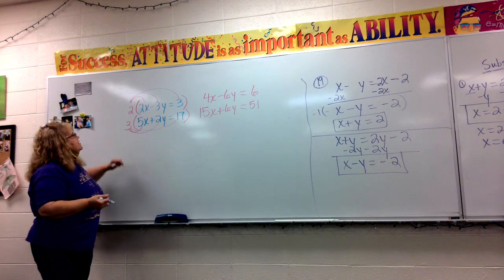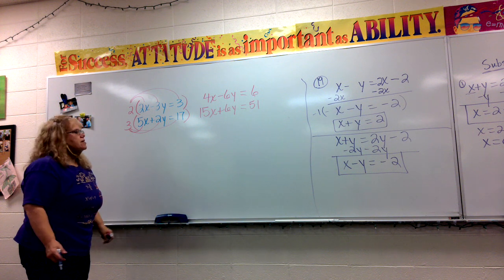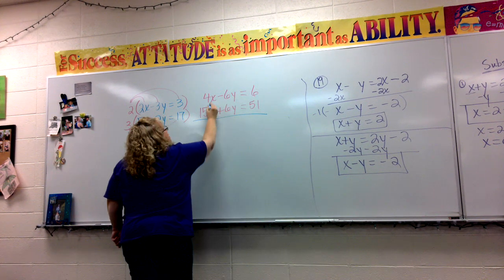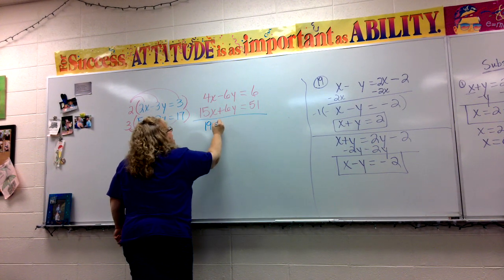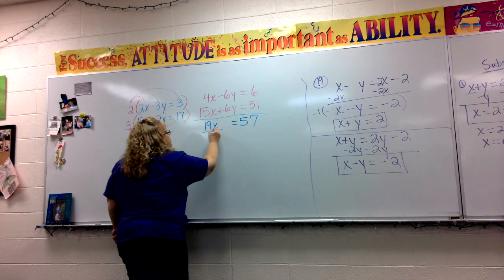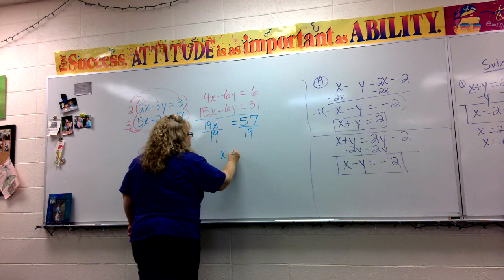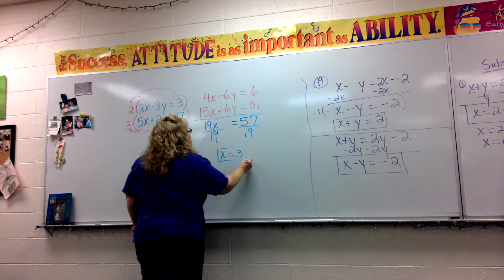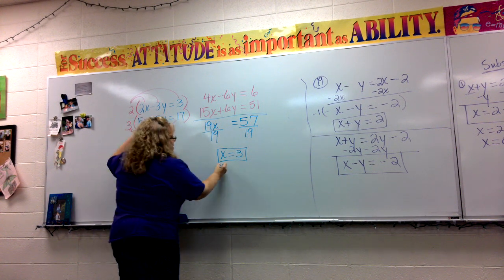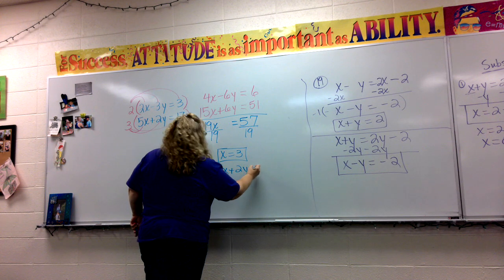The point here is sometimes you're going to need to multiply both equations by something. The y's drop out. Here I'm going to have 19x equals, is that 57? Oh, would you look at that? What do we get? And then take one of those equations, it doesn't matter which. How about 5x plus 2y equals 17?